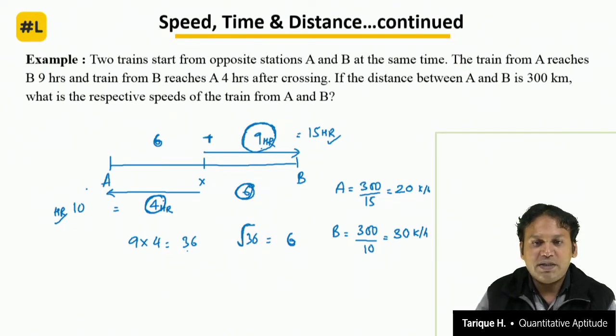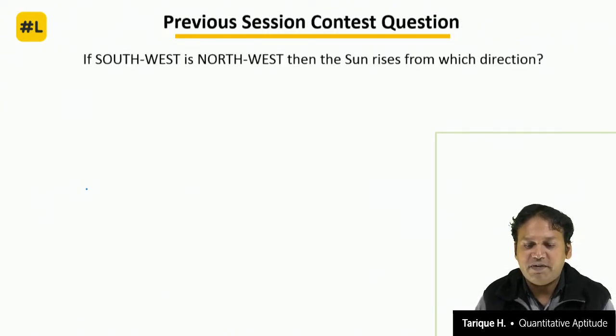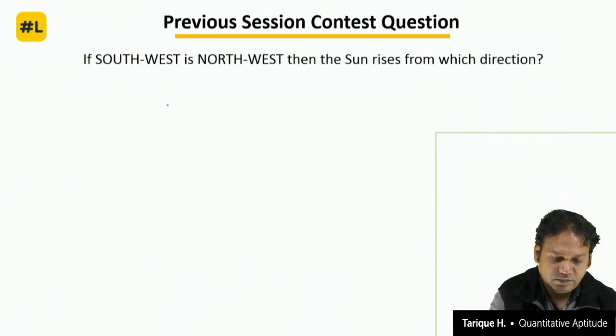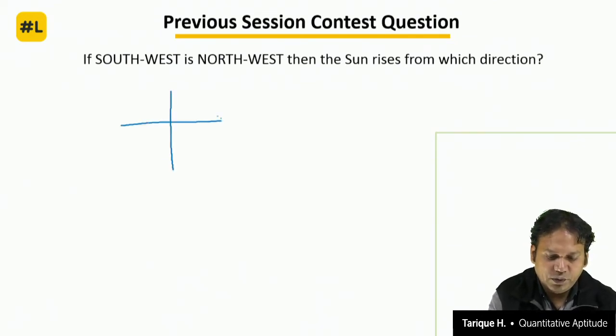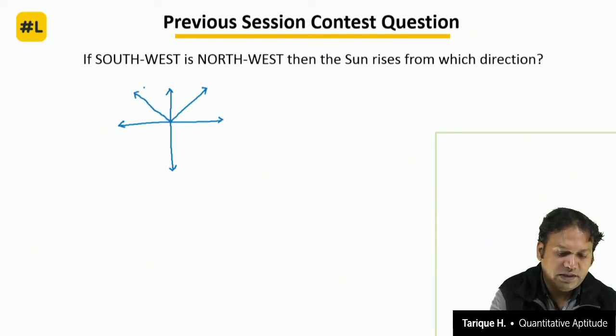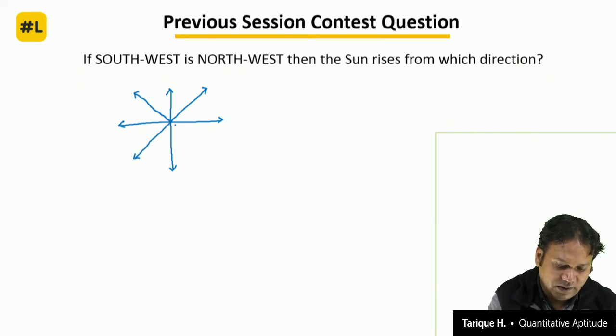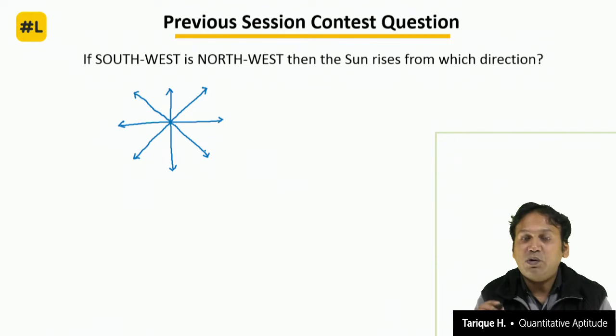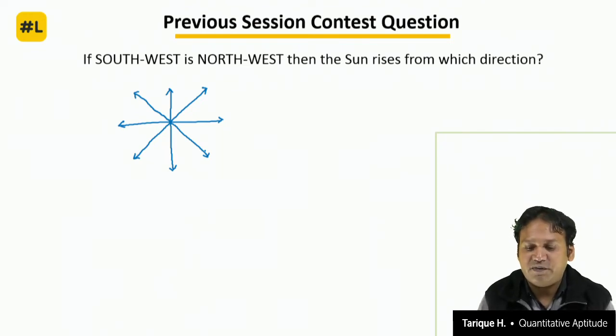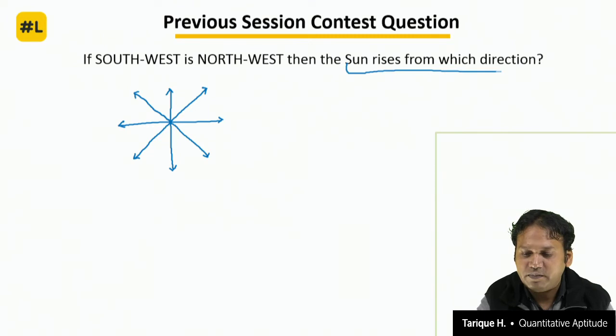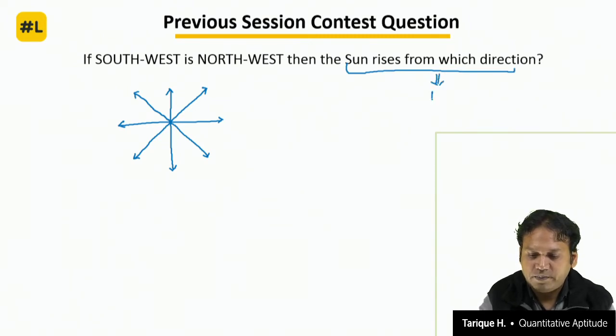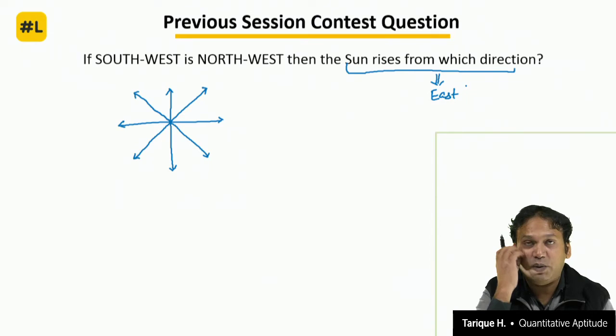Alright. Now we will see the contest question from the previous class on direction and distance. What is given to you is that southwest is north. Correct? The direction is not changing. The name of the direction is changing. Southwest is northwest. Then sun rises from which direction? We know that sun rises from east. But what is east in this particular situation? If southwest is northwest, then what will be east called?